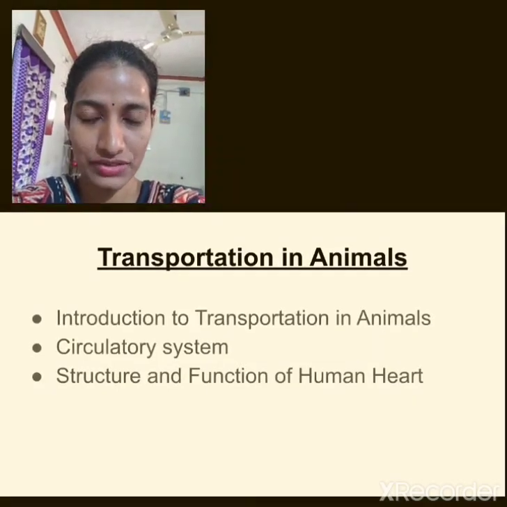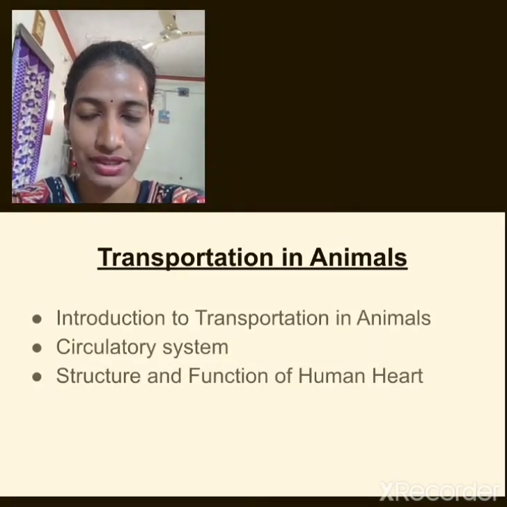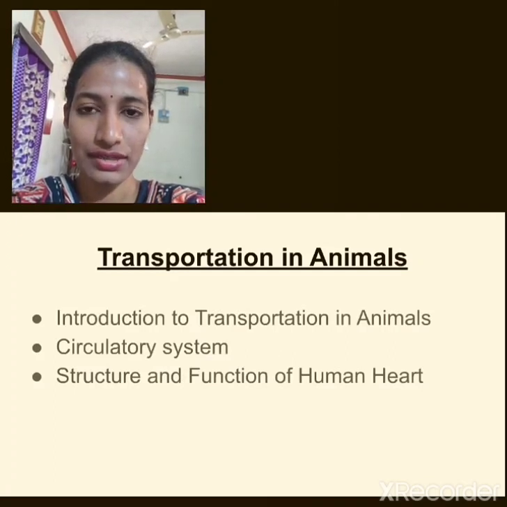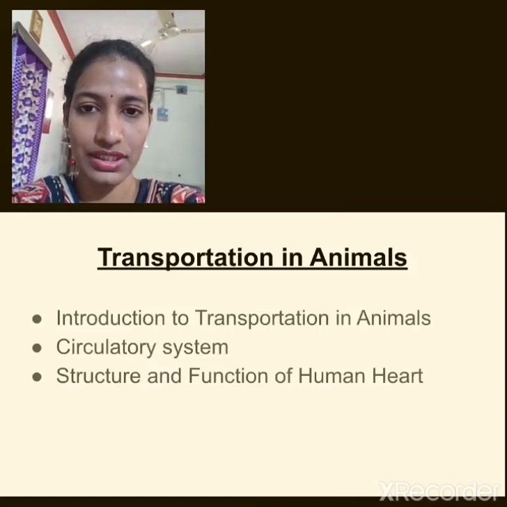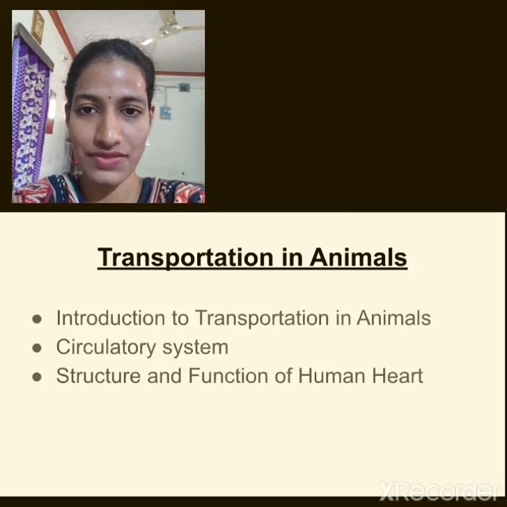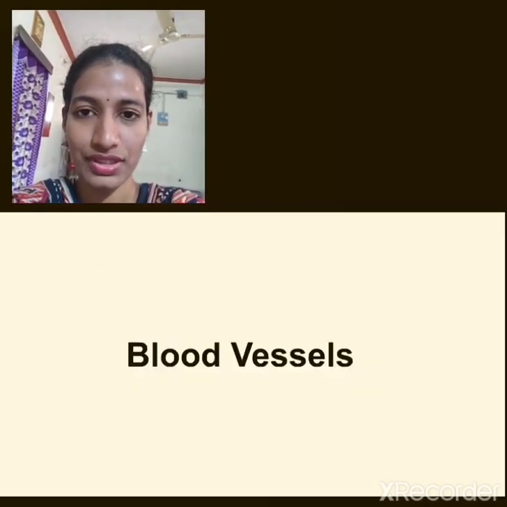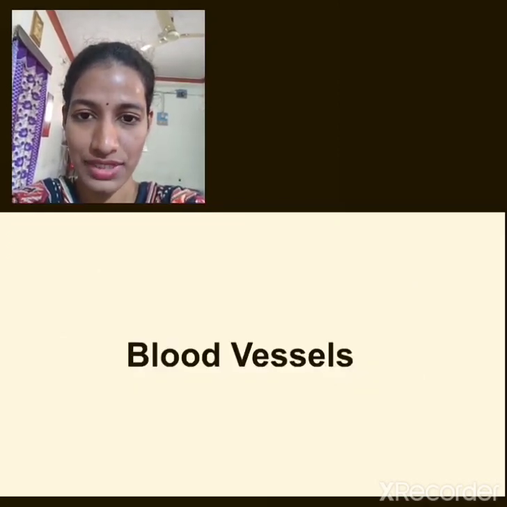From the left part of the heart, the oxygenated blood enters into the aorta, and with the help of the aorta along with the blood vessels, the oxygenated blood is transported to all the parts of our body. Then what are these blood vessels and how do they function? So today in this class we shall be studying about blood vessels and types of blood vessels.